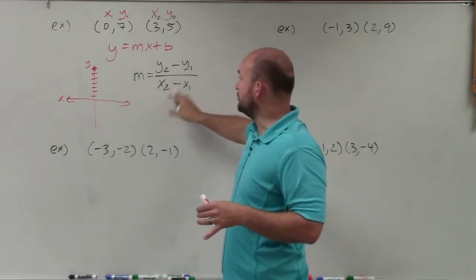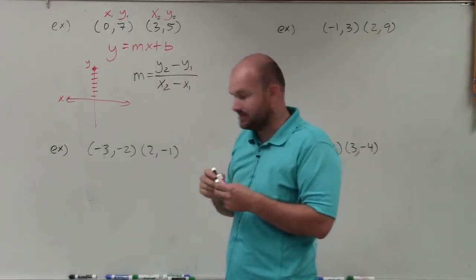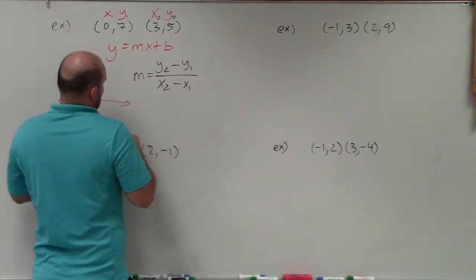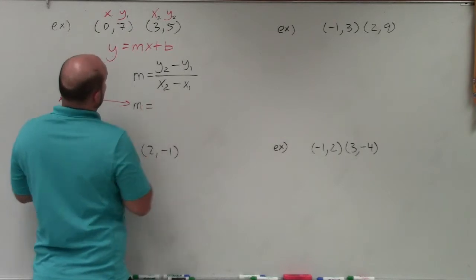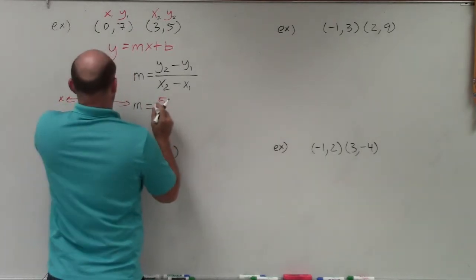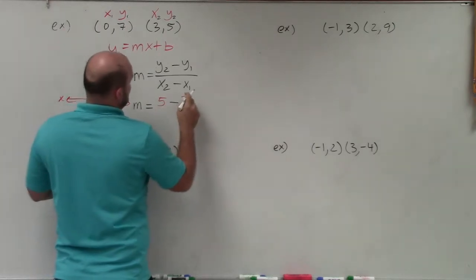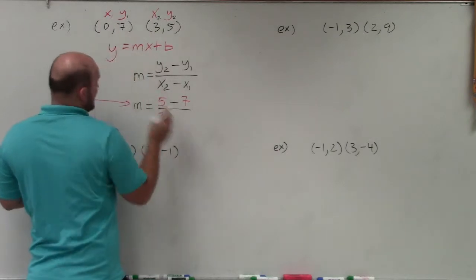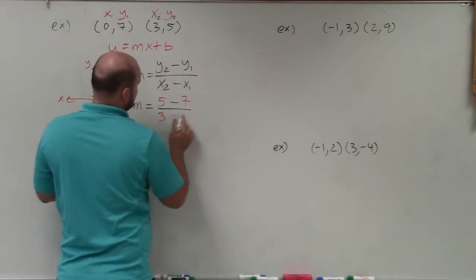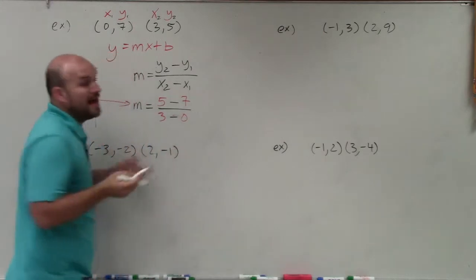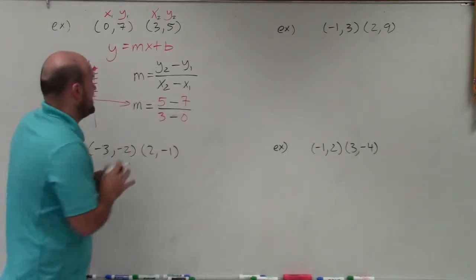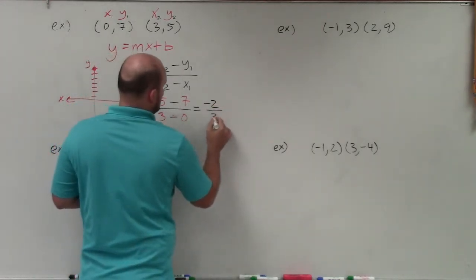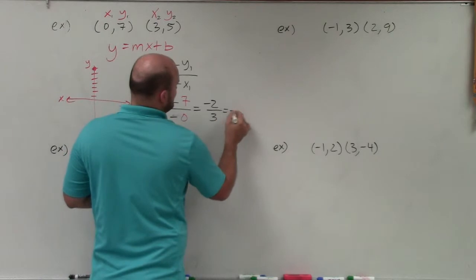So now, basically, what I've done is I've labeled these. Now I'm simply just going to plug them in to find my slope. So in doing that, I have m equals y2, which is 5, minus y1, which is 7, divided by x2, which is 3, minus x1, which is 0. OK, now you just simplify the numerator and the denominator. So what I have is 5 minus 7 is equal to negative 2. 3 minus 0 is equal to 3. So negative 2 over 3 equals negative 2/3.